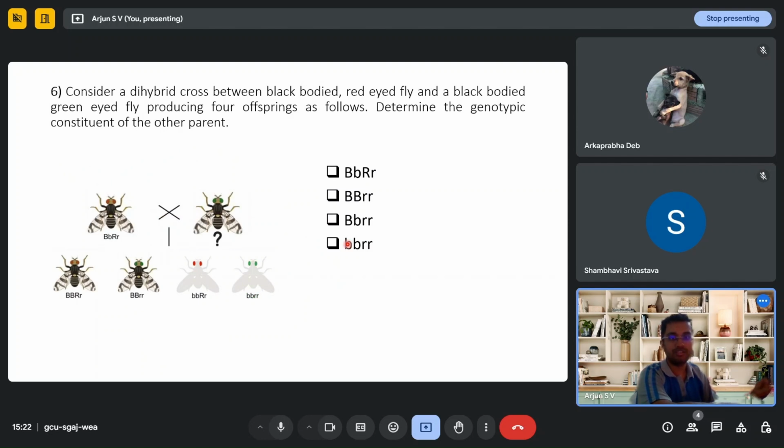So question number 6. Consider a dihybrid cross between a black-bodied red-eyed fly and a black-bodied green-eyed fly, producing 4 offsprings as follows. Determine the genotypic constituent of the other parent. So we know that it's black and red, and we know this is black and green eyed, and we know the genotypes of all the offsprings as well. We have to determine the genotype of the parent in this case.